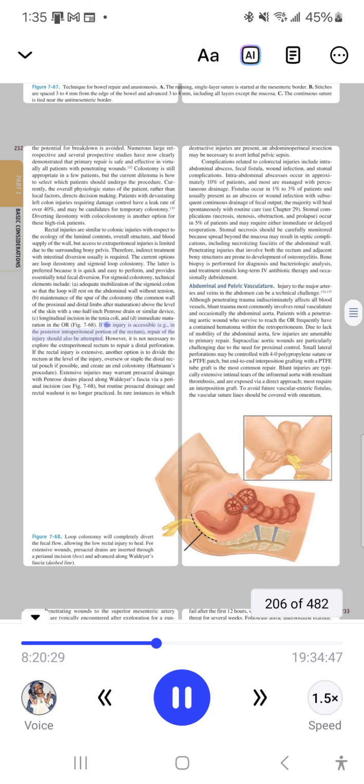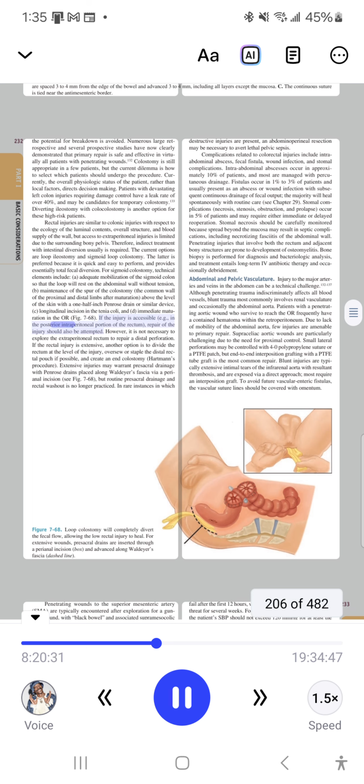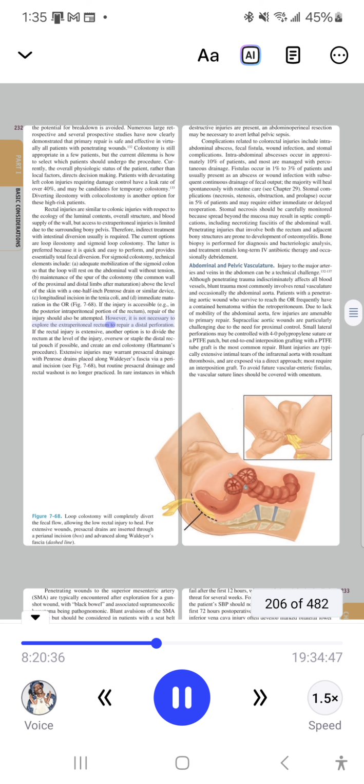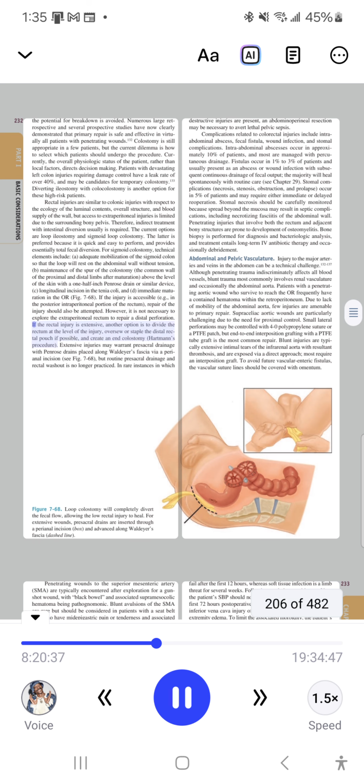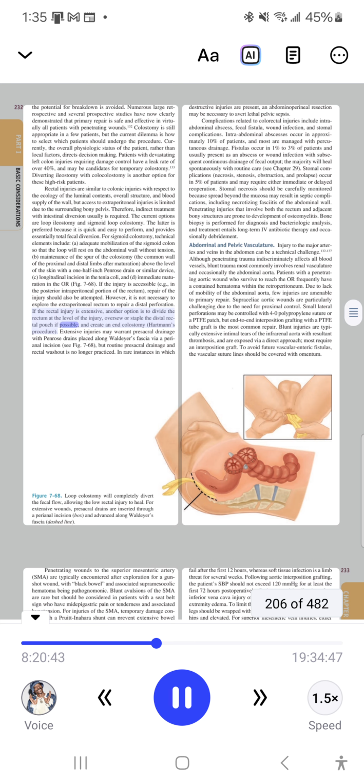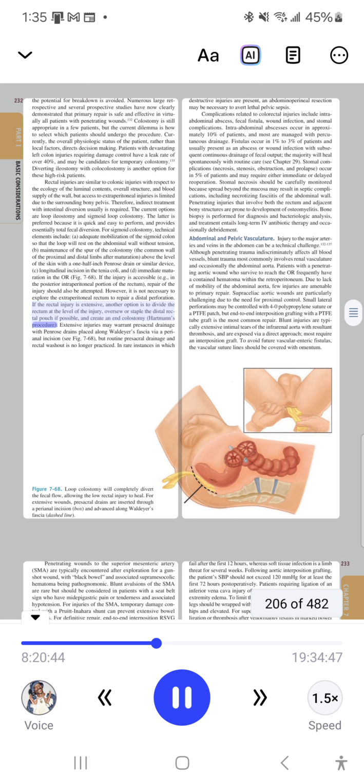If the injury is accessible, for example, in the posterior intraperitoneal portion of the rectum, repair of the injury should also be attempted. However, it is not necessary to explore the extraperitoneal rectum to repair a distal perforation. If the rectal injury is extensive, another option is to divide the rectum at the level of the injury, oversew or staple the distal rectal pouch if possible, and create an end colostomy, Hartmann's procedure.